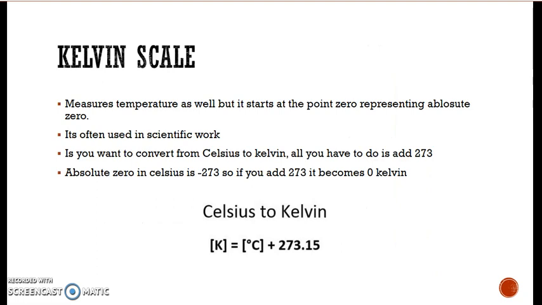Okay, Kelvin scale measures temperature as well, but it starts at the point 0, representing absolute zero. Absolute zero means, if a particle is vibrating, it's always vibrating, right? But imagine it stopped vibrating. Then what is the kinetic energy in there? It's called absolute zero. But absolute zero is only hypothetical. That means it doesn't exist and will never exist, at least we haven't found it yet, because absolute zero is almost impossible, because there is too much energy around any particle for it to stop vibrating instantly.